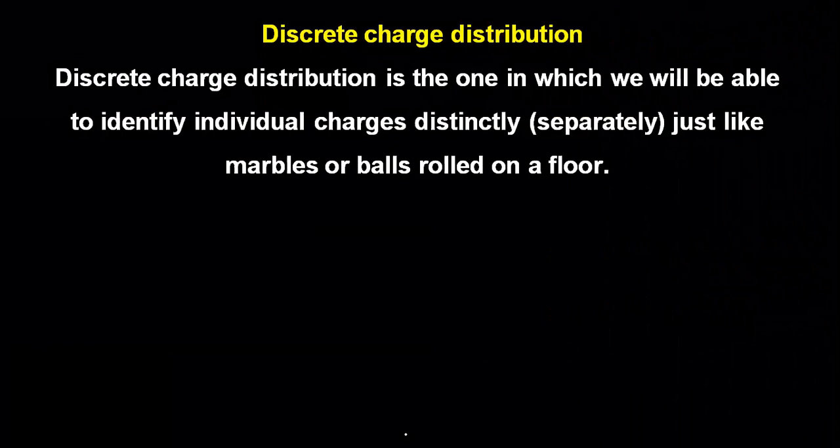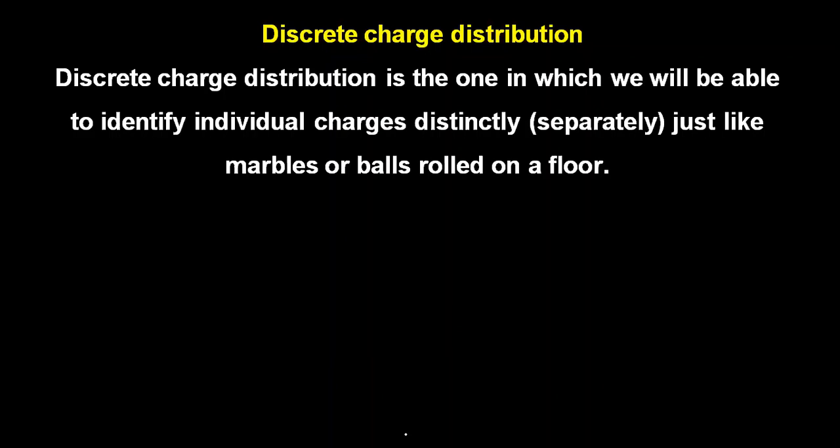Discrete charge distribution is the one in which we will be able to identify individual charges separately or distinctly, just like marbles or balls rolled on a floor. So you have few marbles in your hand. Assume that you are rolling it on a floor. After rolling it on the floor, you will be able to see each and every marble individually or separately. First marble, second marble, third marble, like that. You'll be able to identify them distinctly or separately.